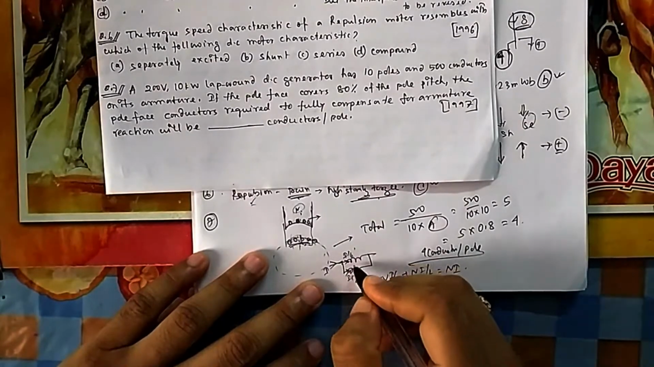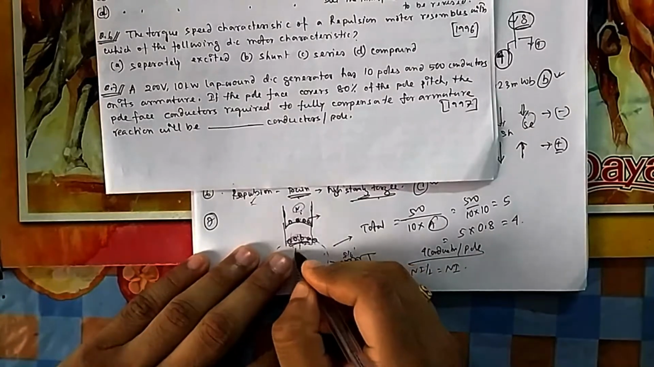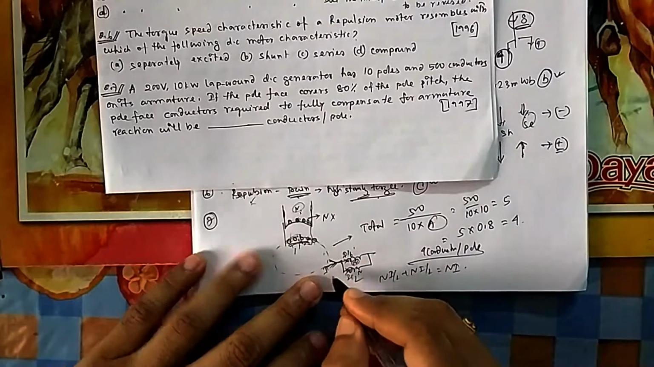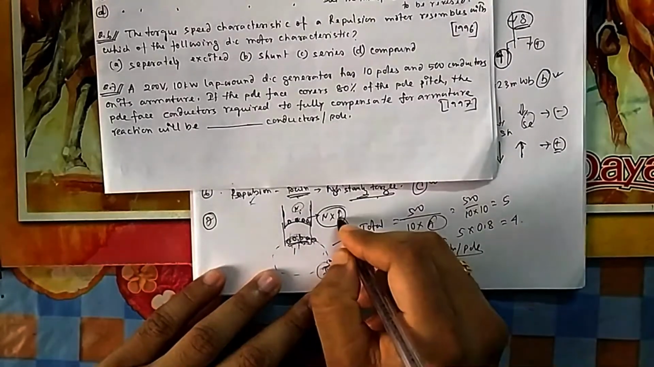Now, N is the number of conductors of this winding. If you put the same number of conductors here in the compensating winding, but in the compensating winding the current flowing will be the armature current, not I by 2, so it will be Ni and Ni. They will cancel each other out.